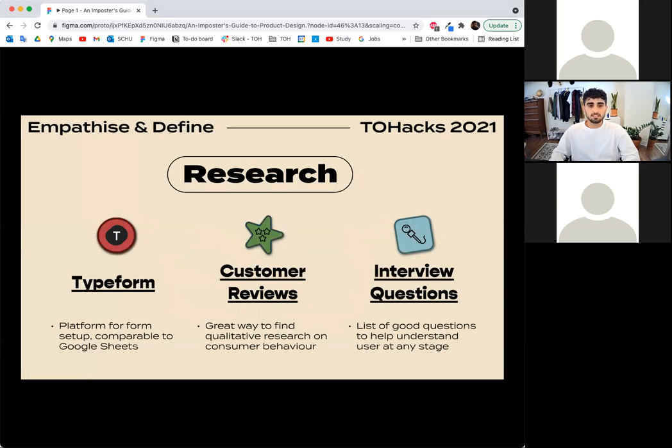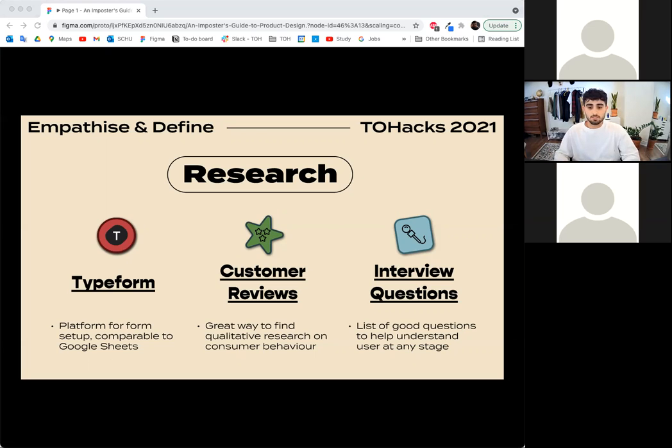Cool. So as I mentioned earlier, the first phase in this process is empathizing and defining. This is where we want to understand the user's pain points and really understand where the user is coming from. A great way to conduct that research is to create interviews to gain insight.